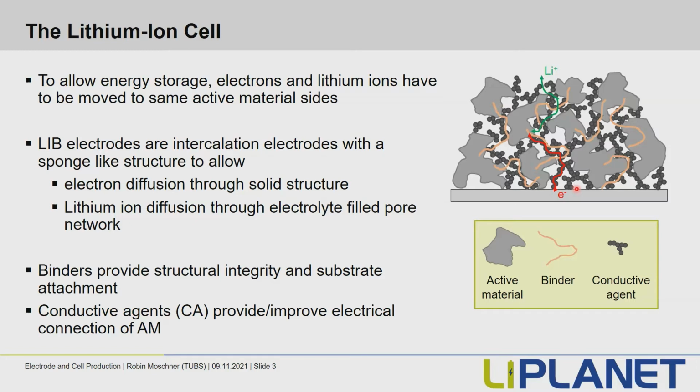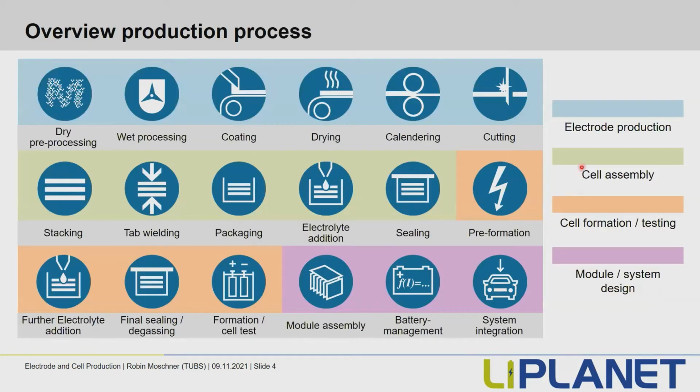And to produce such a lithium-ion battery, the process is also quite complex. Here I want to show you shortly a breakdown of the production process. And you see 18 different process steps, starting with the electrode production. Then we go into the cell assembly, and after that into cell formation. At last, we then do the module and system integration.